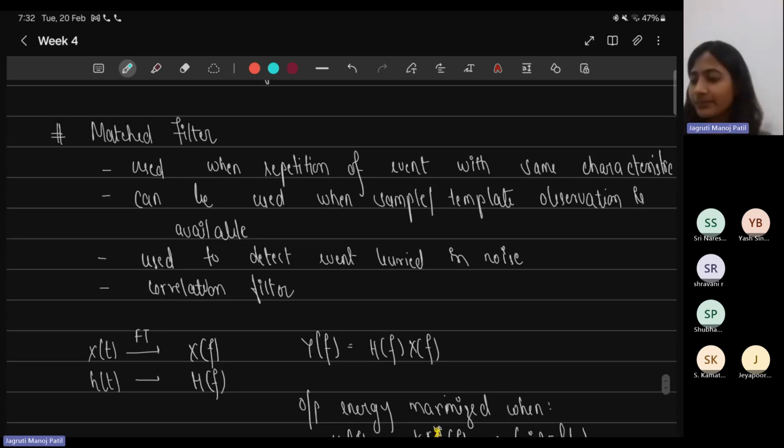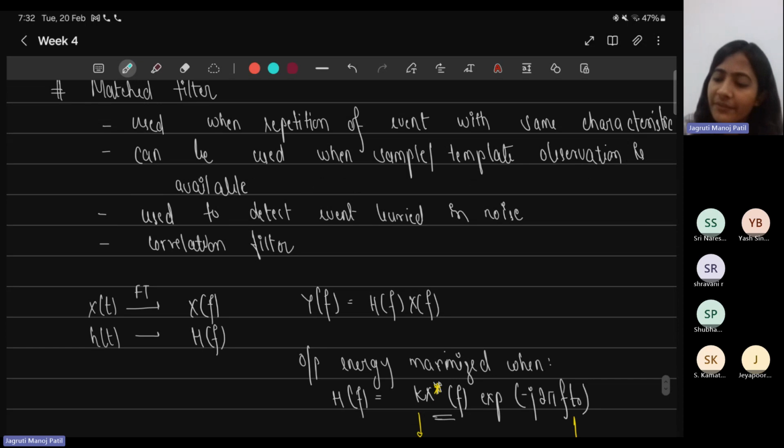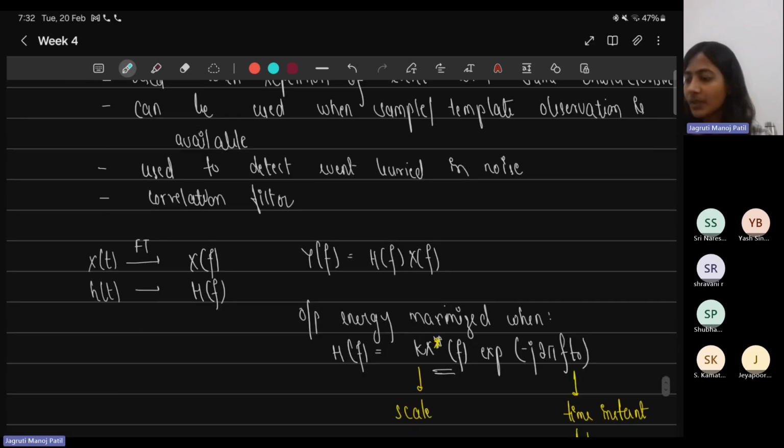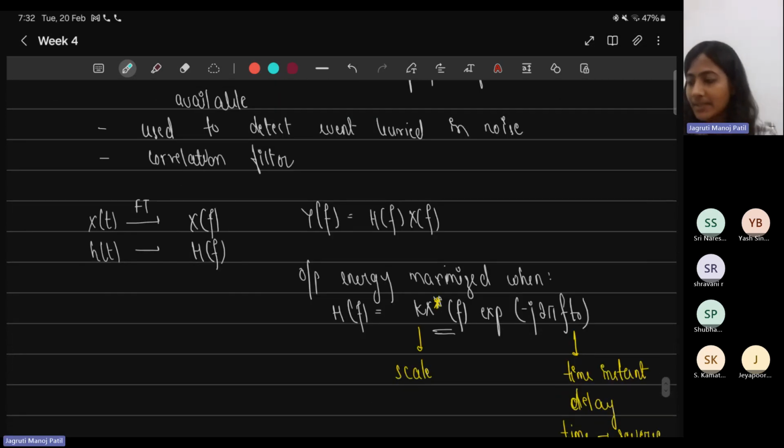So what do we do? We all know, if we take a signal, say x of t, and an impulse response, say h of t, we take the Fourier transform of both of them, and we get X of f as well as H of f. If you want to find Y of f, that's the output, that's H of f times X of f, where H of f is the transfer function. The output energy can be maximized if we take H of f as k times, k is a scale factor, X conjugate of f.